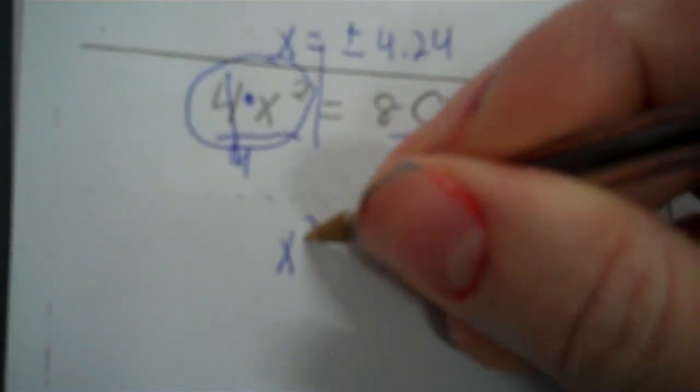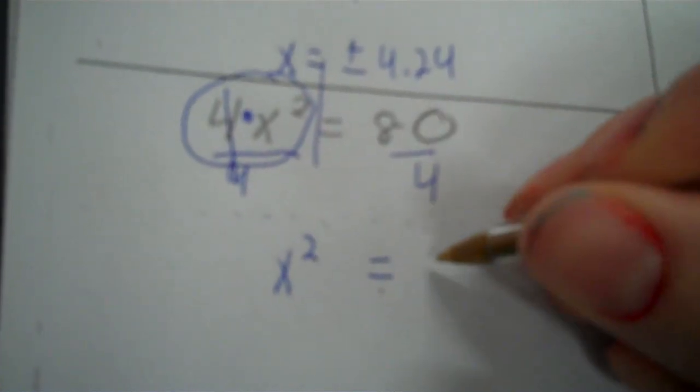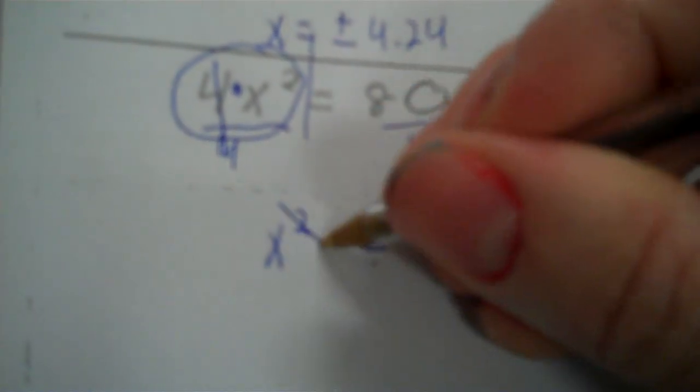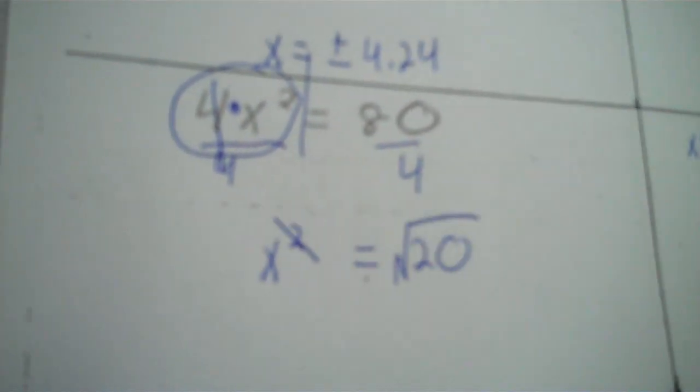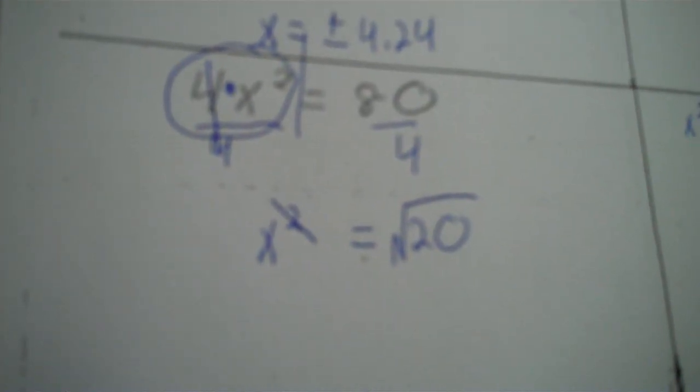Okay, so over here I have times. Now there's no plus or minus, so we go straight into the dividing by 4. Okay, so we have x to the second, and 80 divided by 4 equals 20. Then you take out the second power with a square root. You're not dividing by 2, okay?